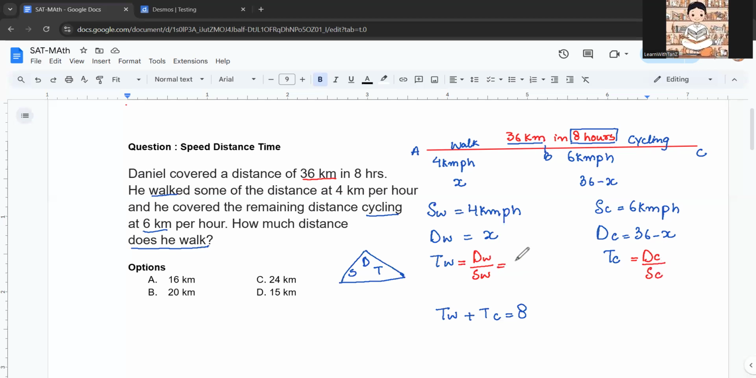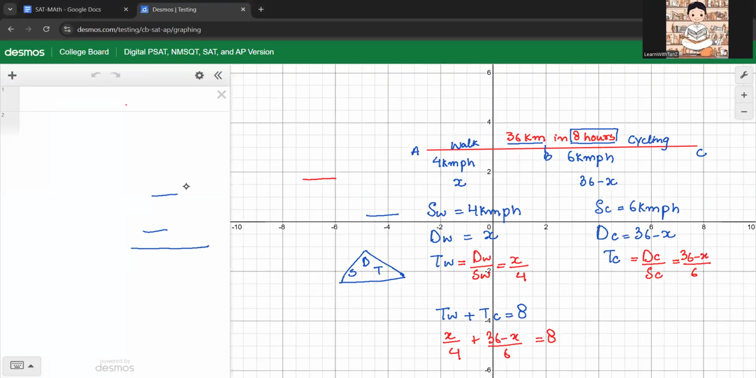Now the distance for walking is x over 4, and the distance for cycling is 36 minus x, and the speed for cycling is 6. We introduce our values here. So the time for walking is x over 4 plus the time for cycling is 36 minus x over 6 equals 8. From here we will figure out x, and I'm going to do that directly over the Desmos.